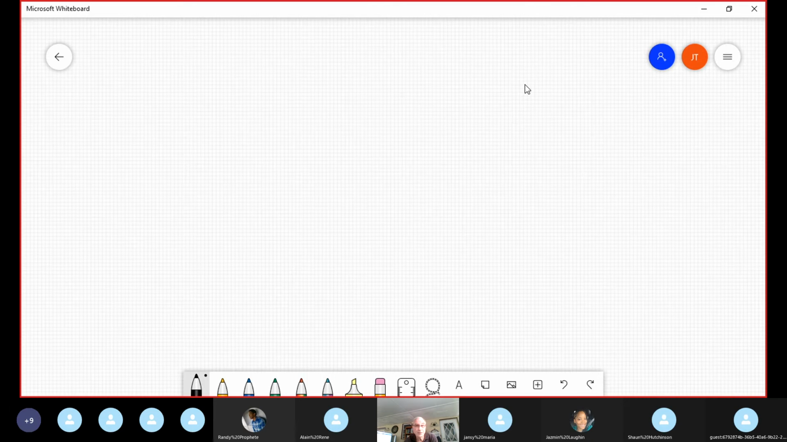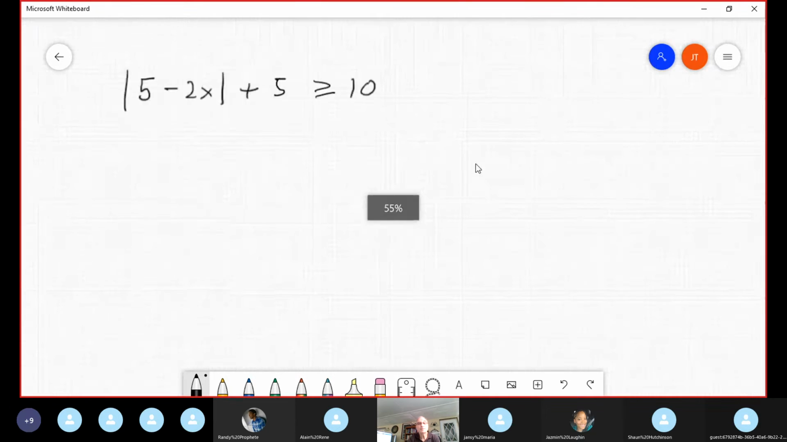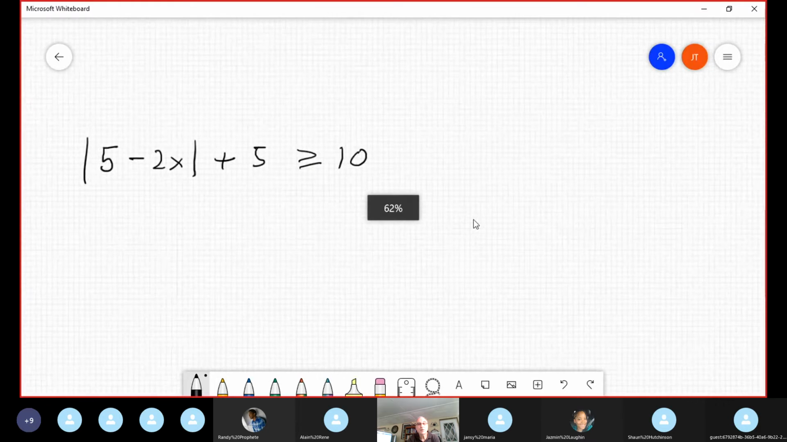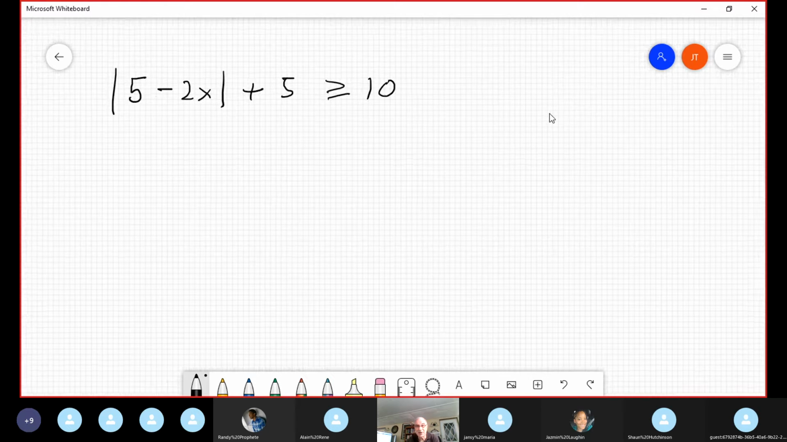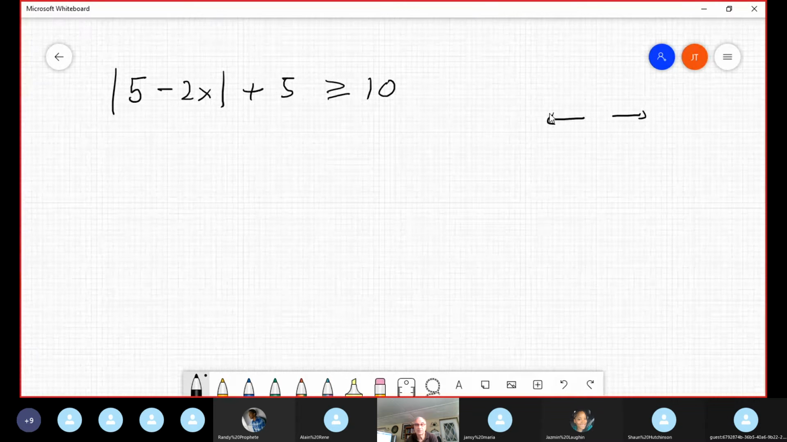Let me complicate a little bit. Suppose 5 minus 2x plus 5 is greater than or equal to 10. Okay, this is greater than. So in my mind, I immediately recognize that the final answer we get contains 2 intervals, like that.